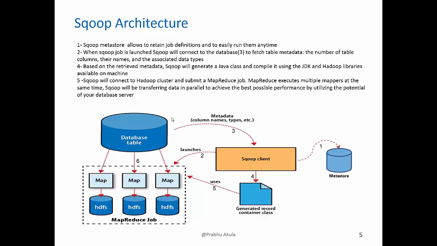So when we submit a Sqoop job, it's going to read database catalog tables and generate MapReduce Java classes and jar files, and then initiate the MapReduce jobs, which eventually pick the data from relational data sources and move it to the HDFS platform.